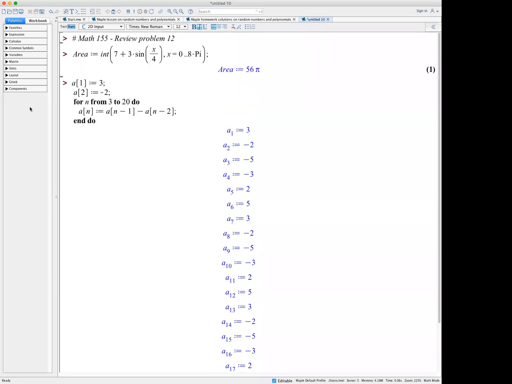So you want to find the area under the curve 7 plus 3 sine of x over 4. And the area under a curve is the integral. And it says from 0 to 8 pi. So let me just write it down maybe more exactly.